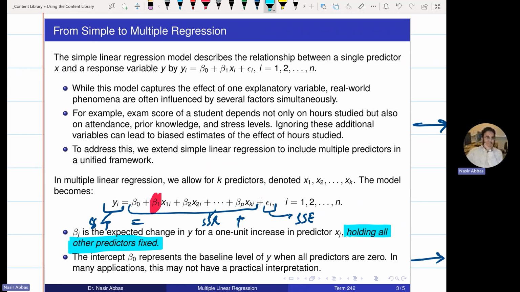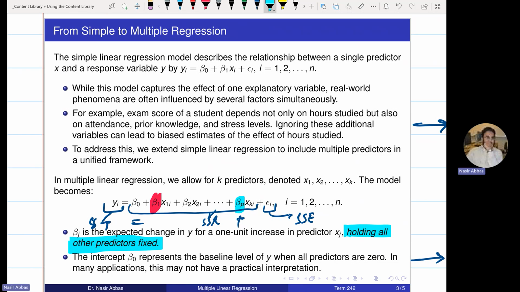So when you are talking about beta 2, you will say it is the average change in y due to a unit change in x2, comma, holding the other predictors fixed. When you're talking about beta k, you will say it is the average change in y due to a unit change in xk, comma, holding the other predictors fixed, and so on.